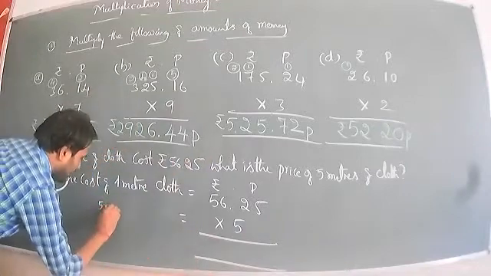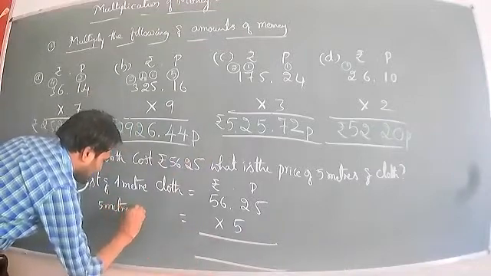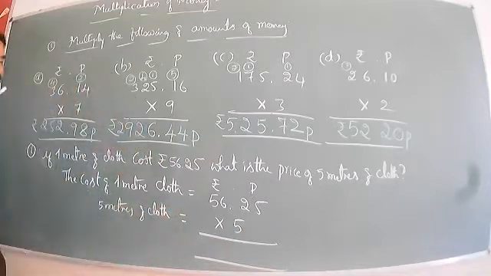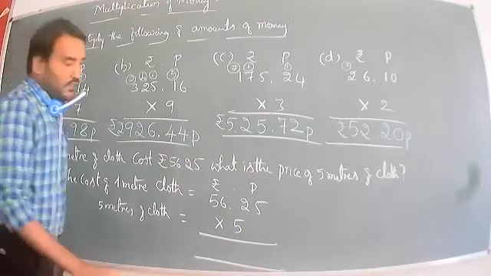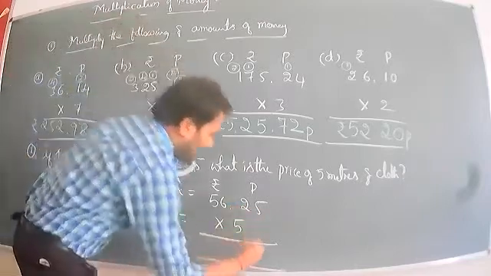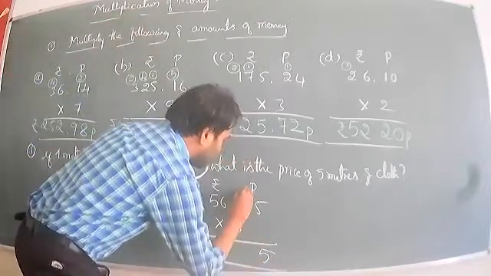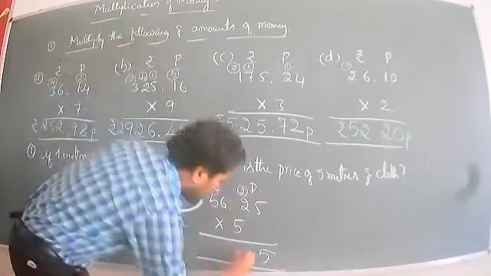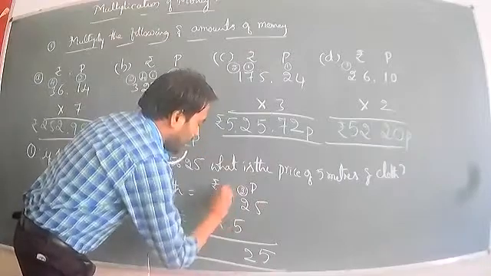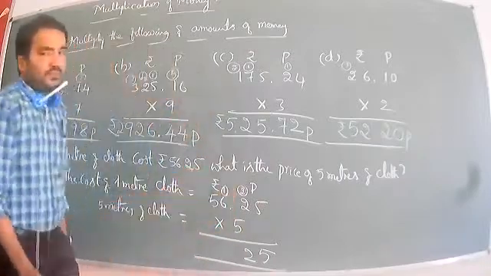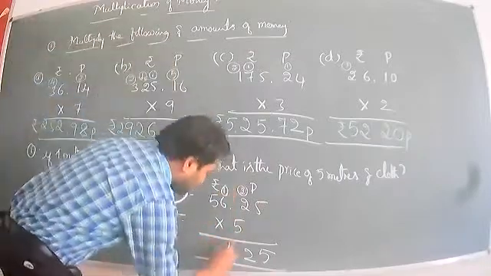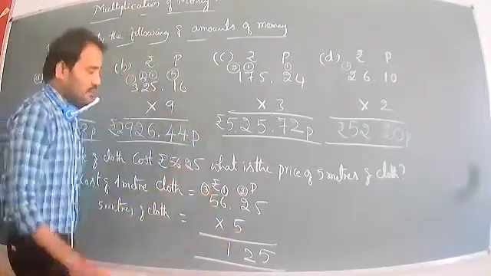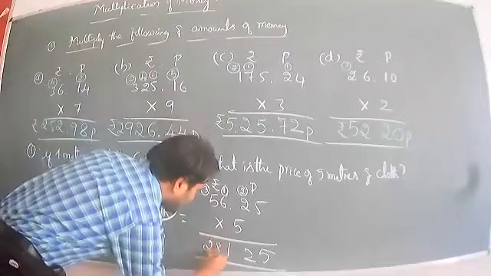5 meters of cloth equal to, okay, so we can multiply using multiplication. 5 5s are 25, 2 carry. 5 twos are 10, 10 plus 2 is 12, 1 carry. 5 6s are 30, 30 plus 1 is 31, 3 carry. 5 5s are 25, 25 plus 3 is 28.